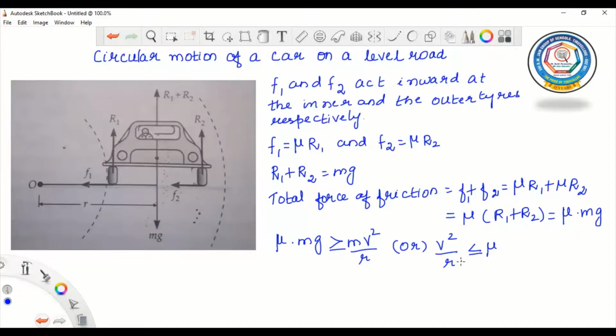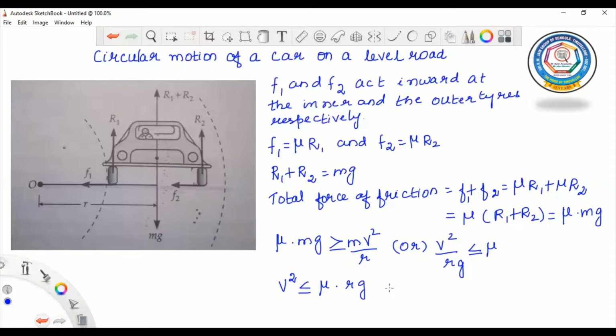Or else we can write, bring this g also to the denominator. It will be easy for us to calculate what is v. So v square is less than or equal to mu r g. So this is a very, very important expression, children.